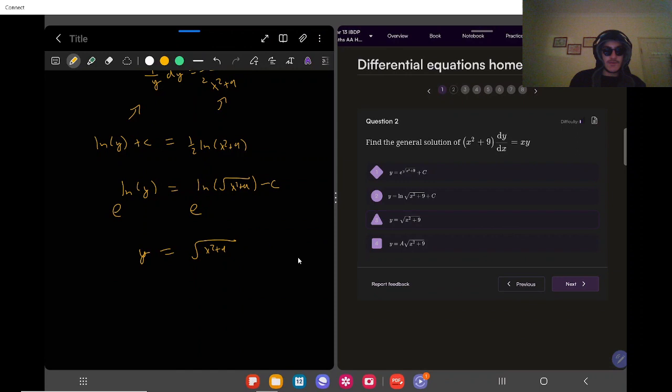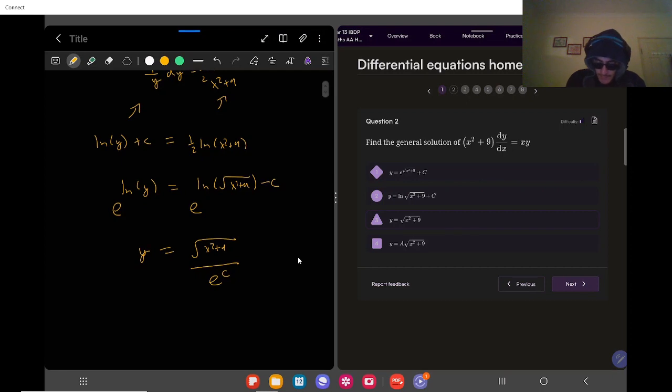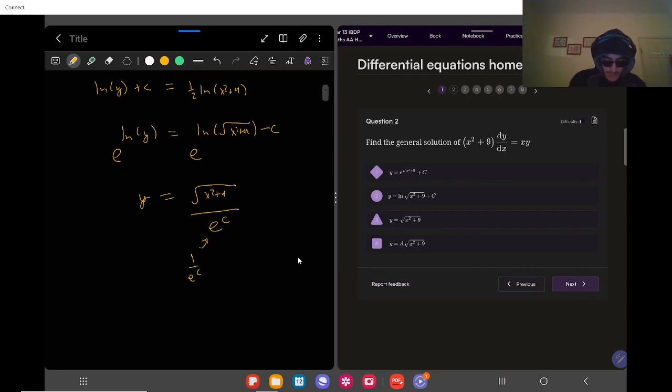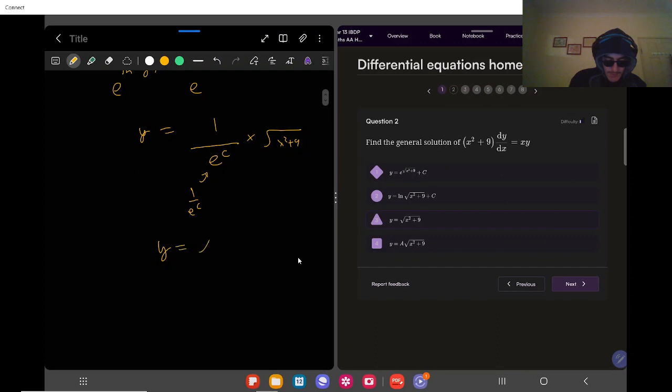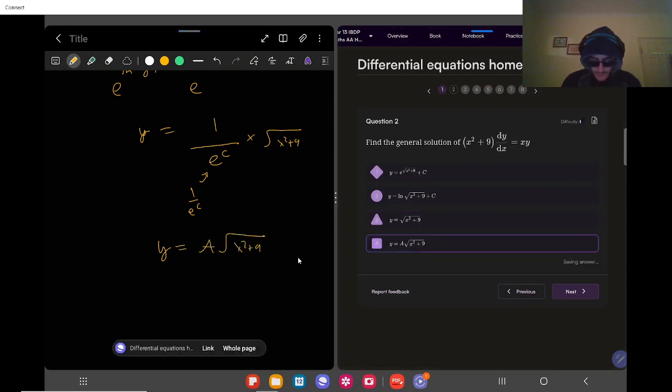And then e to, so, just see. That's just a constant. 1 over e to the c is a constant. I don't know if you guys can see that. Maybe if I do this. So therefore, y equals a root x squared plus 9, which is number 4.